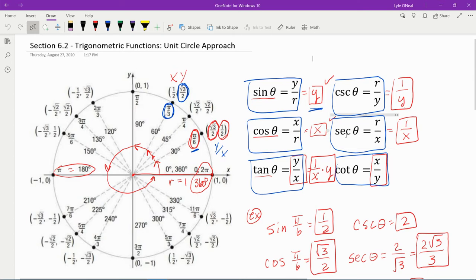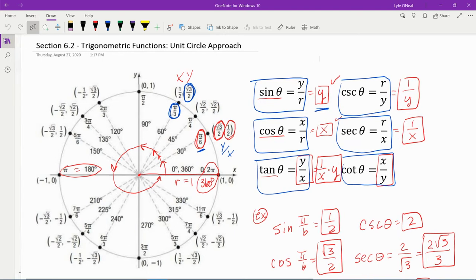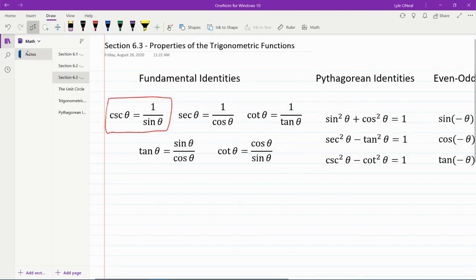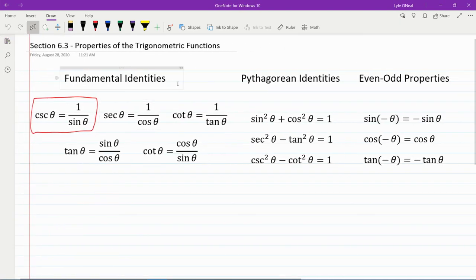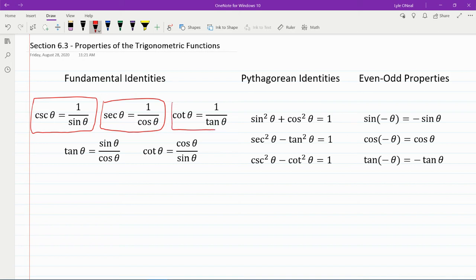And then the next identity, for secant, 1 over x, but x was cosine. So then we can see where the next identity comes from. Secant is 1 over cosine. Cosine is x. So secant is 1 over x, okay? And then cotangent is 1 over tangent, meaning that cotangent is the reciprocal of tangent.